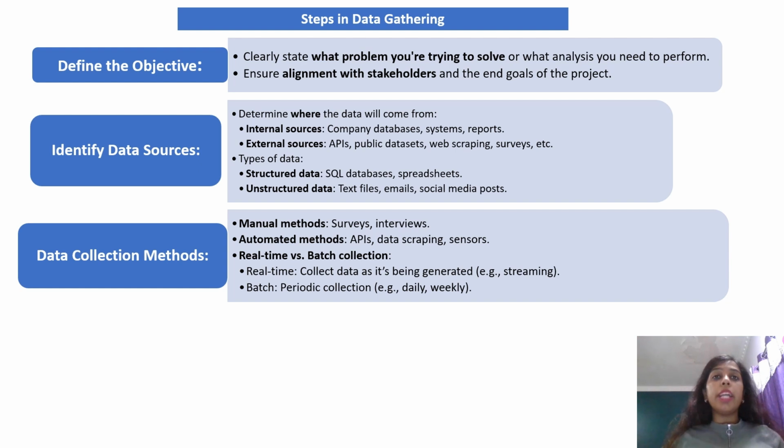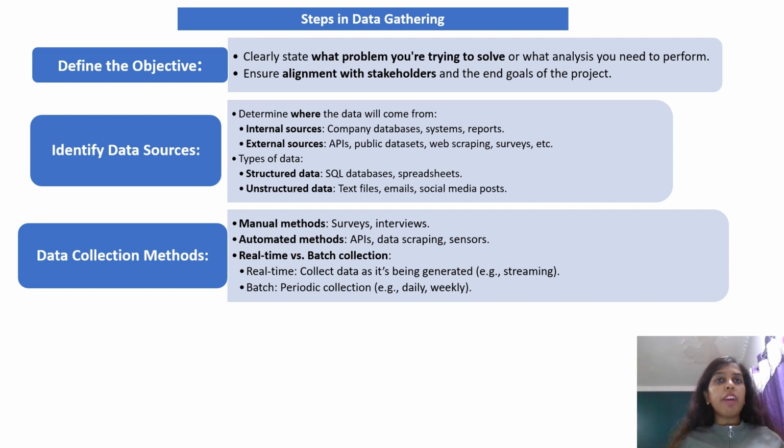Step 3. Data collection methods. Now, how do we collect the data? There are two primary ways: manual methods like surveys and interviews, and automated methods like APIs and web scraping. If you are dealing with real time data, you will want to set up a continuous pipeline, while batch collection might work better for static datasets.